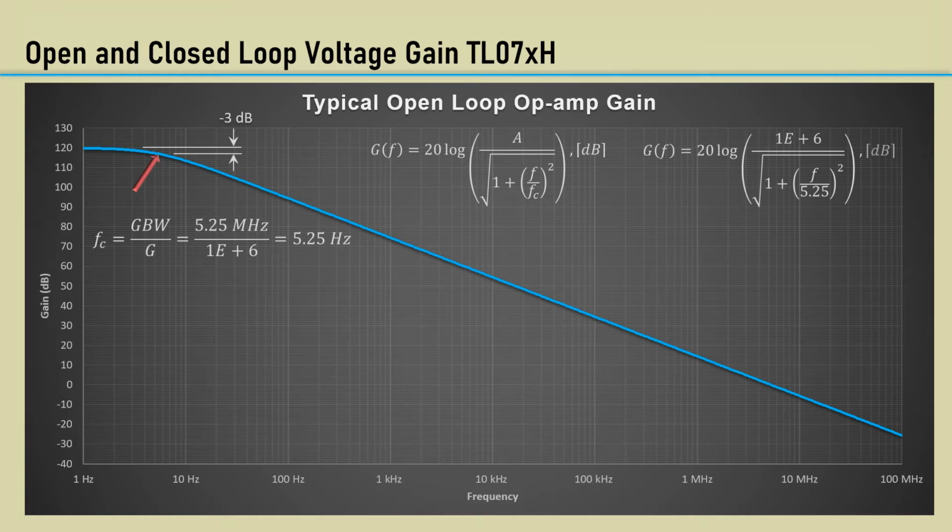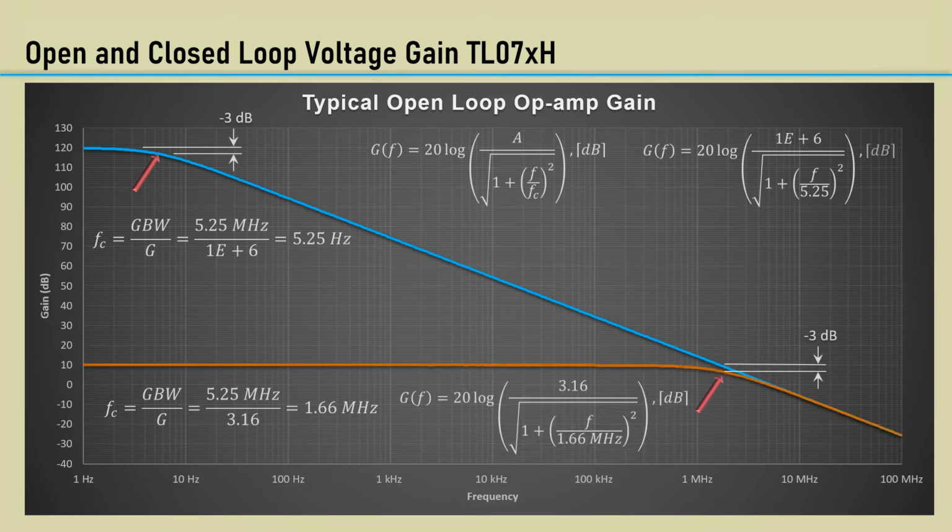If you want to plot the closed loop gain, let's say 10 dB, divide the gain bandwidth by the voltage gain of 10 dB, which is 3.16 volts per volt, which yields 1.66 megahertz. Then use the 1.66 megahertz as the cutoff frequency and the gain of 3.16.